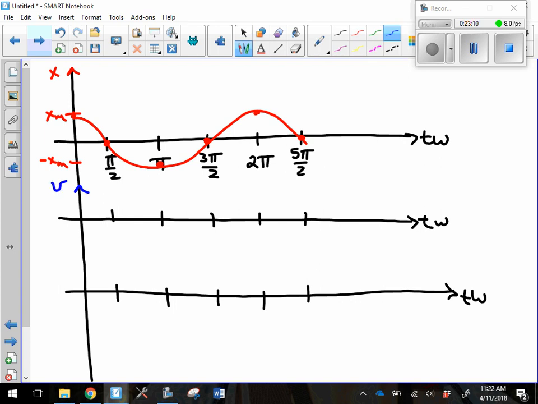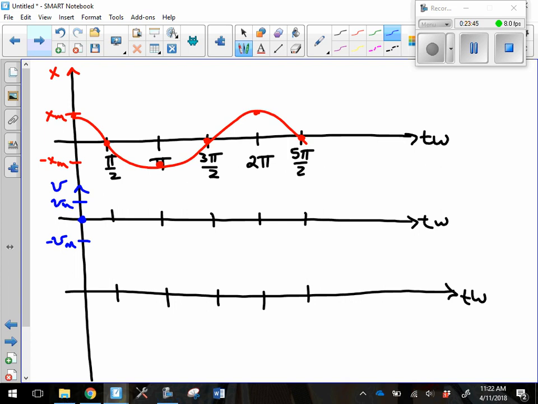Now we're going to plot v of t. And we're going to have the object go between Vm and negative Vm. Remember we talked about the velocity amplitude, just because it makes our lives a little easier. So we're looking at the middle equation over there. If omega t is equal to 0, what's v of t? Zero.